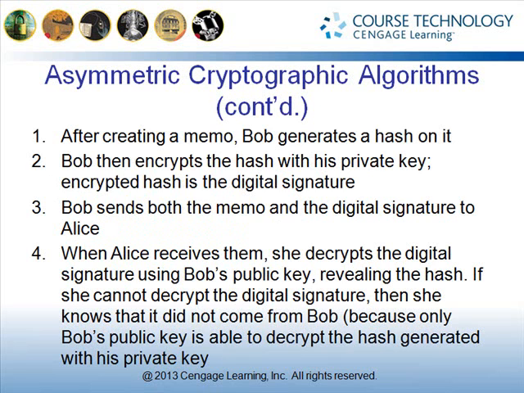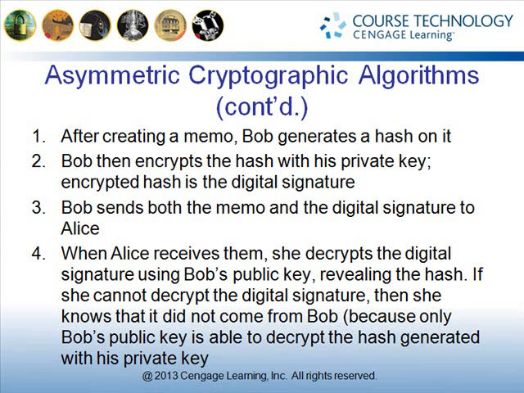The basis for a digital signature rests on the ability of the asymmetric keys to work in both directions. Remember, we said a public key can encrypt a document that can be decrypted with a private key, and a private key can encrypt a document that can be decrypted with the public key. So, here are the steps for Bob to digitally sign a message and send it to Alice. First of all, after he creates a memo, Bob is going to create a hash on it. Then, Bob will encrypt the hash with his private key. So the encrypted hash becomes the digital signature for the memo.